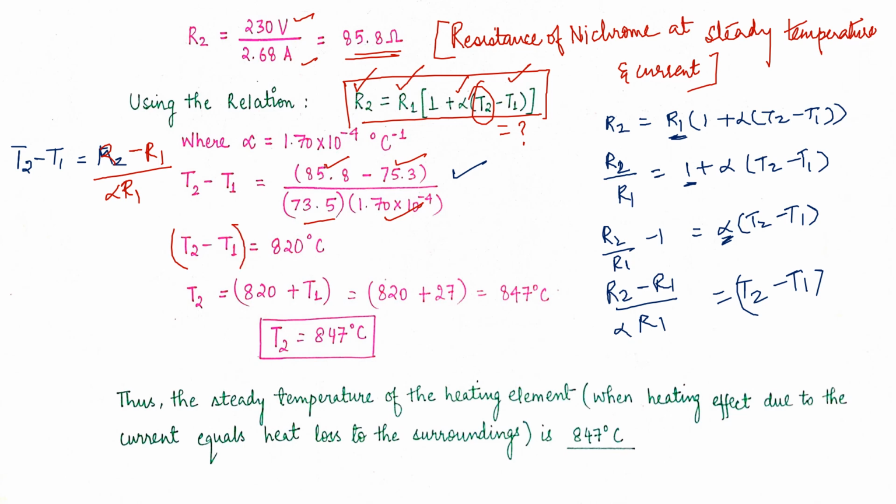We are substituting the given values and solving. We get the difference T2 minus T1 as 820 degrees centigrade. Now we add T1 to this, because it is minus on one side and becomes plus on the other side. T1 is 27 degrees centigrade as given in the question. Substituting, we find that the value of T2, the steady temperature, equals 847 degrees centigrade. Thus, the steady temperature of the heating element, when the heating effect due to the current equals the heat loss to the surroundings, is 847 degrees centigrade.